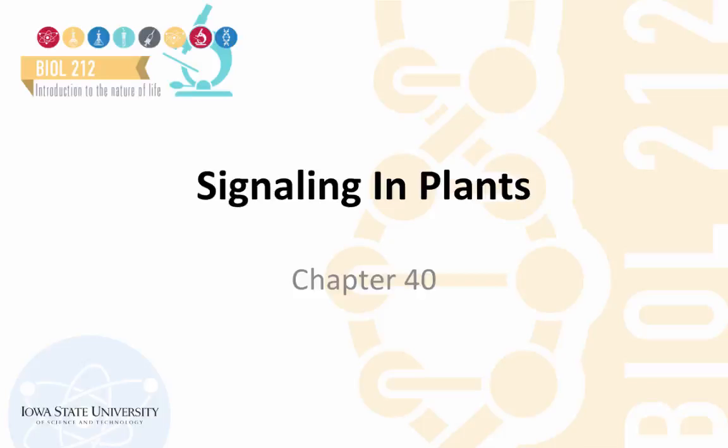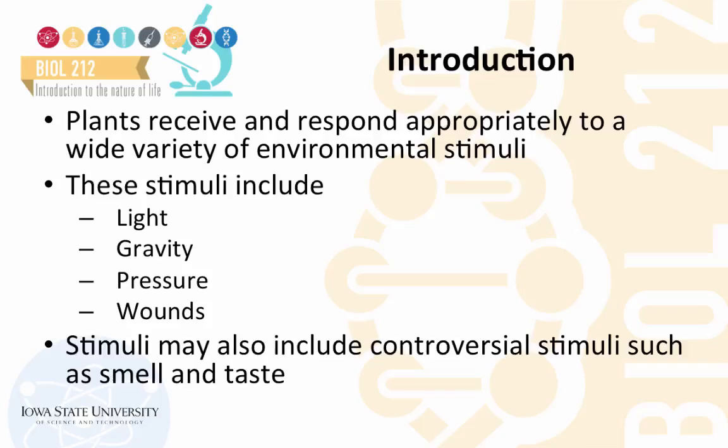In this video, we look at an overview of signaling in plants. Plants receive and respond appropriately to a wide variety of environmental stimuli. These stimuli include light, gravity, pressure, or wounds. They may also include controversial stimuli such as smell and taste, since there's currently a debate over whether plants have the ability to detect smells and tastes in their surroundings.